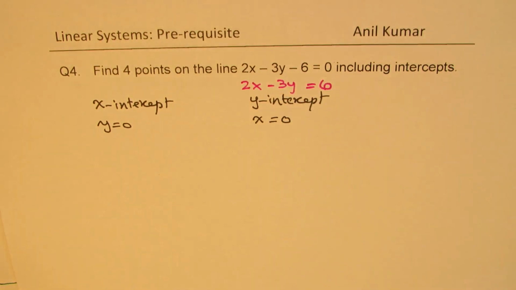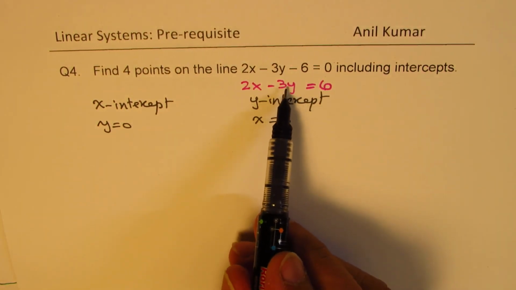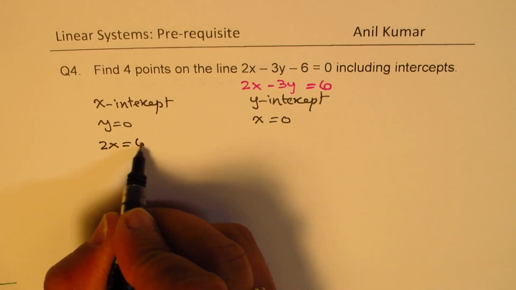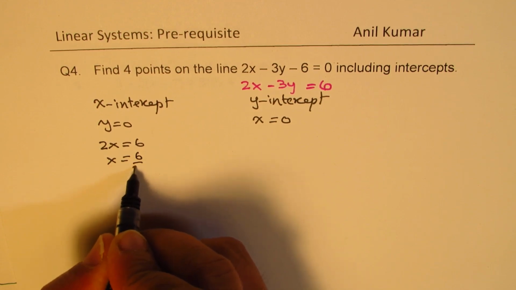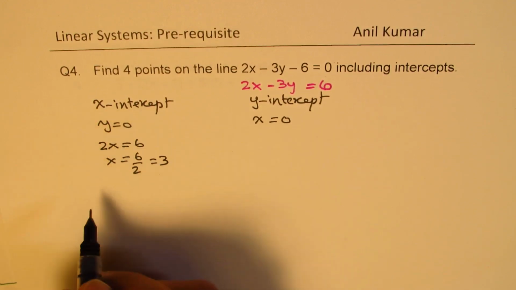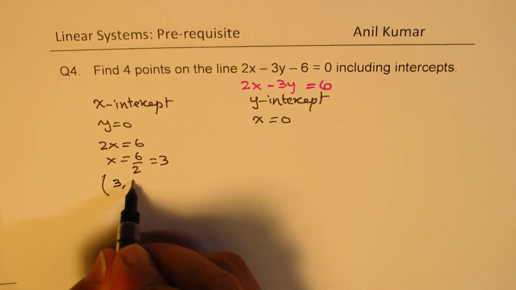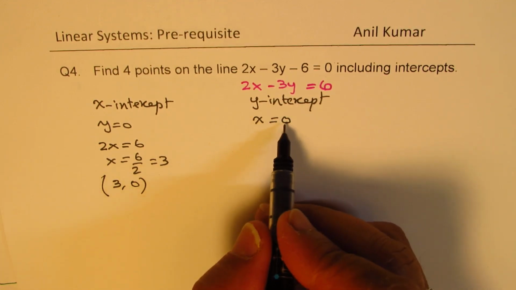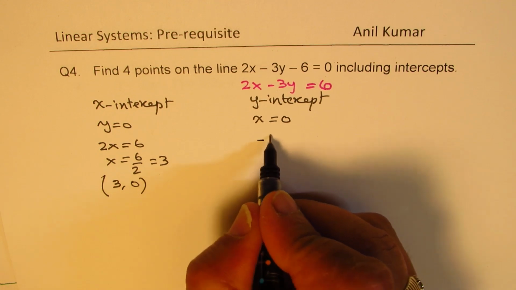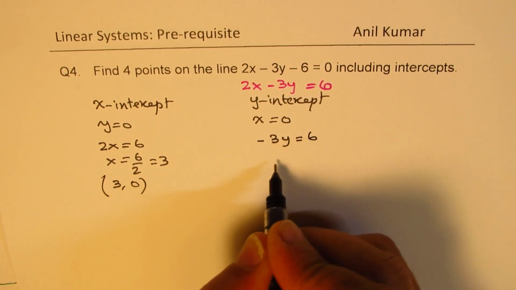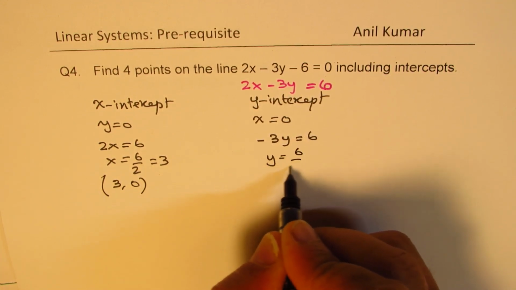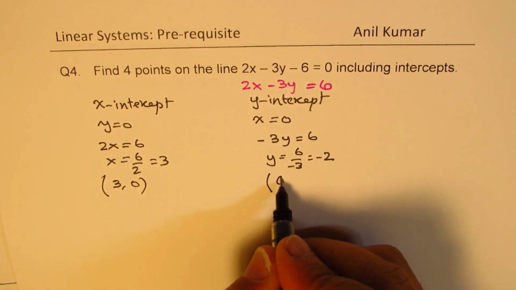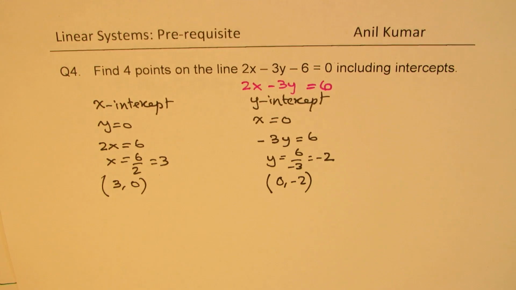We could rewrite this as 2x minus 3y equals 6. Now in this equation, if I substitute y equals 0 here, I get 2x equals 6, x equals 6 over 2, which is 3. So the x-intercept basically is 3, 0, right? As far as the y-intercept is concerned, we can substitute 0 for x. We get minus 3y equals 6, or y equals 6 over minus 3, which is minus 2. So the point for us is 0, minus 2. Is that clear to you?